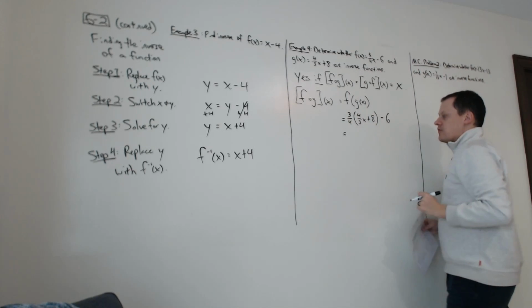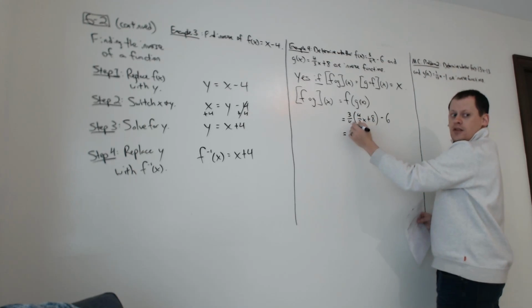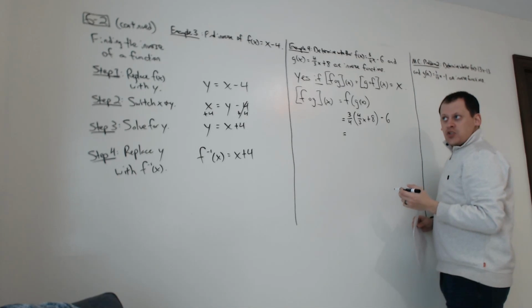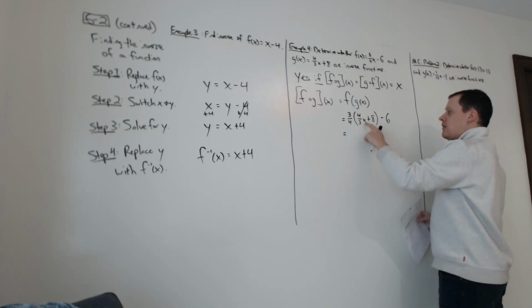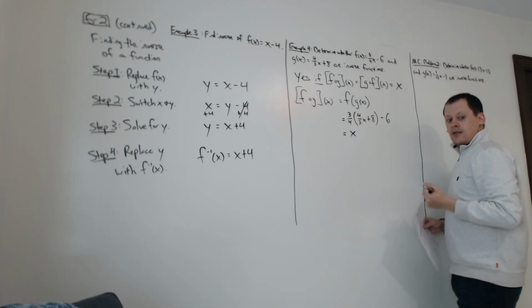3/4 times 4/3. You can multiply these straight across if you're distributing here. This is going to be 12/12, which is just 1. 1 times x is just x. Okay?